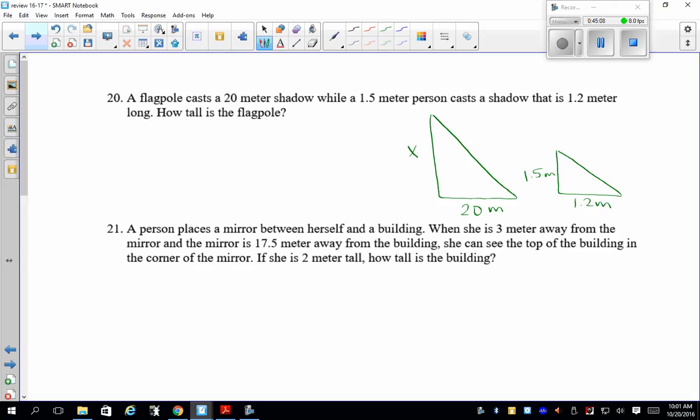So again, I'm going to set up a ratio of the heights, the flagpole over the person, and a ratio of the shadows, the flagpole over the person. Cross multiply and divide, and x is 25 meters.